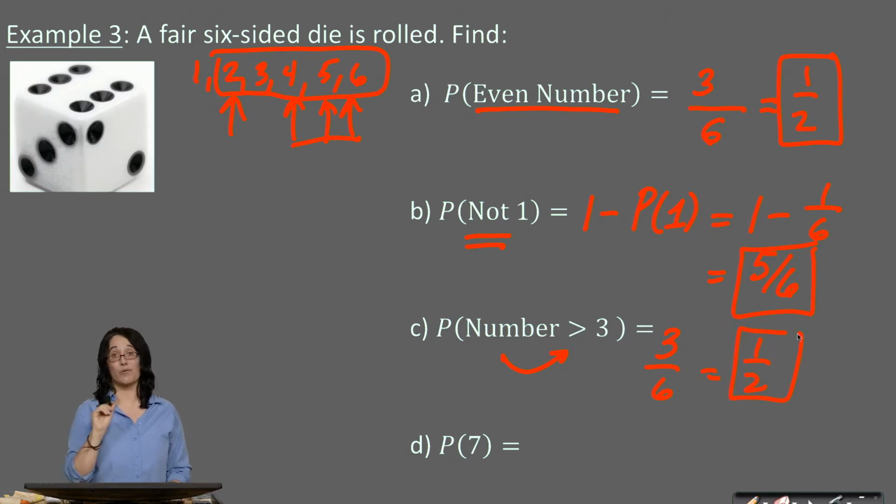Notice if I had said greater than or equal to 3, then we would have had a 4th option, so 4 out of 6, or 2/3. Very different answer. That's why you need to know the difference between greater than and greater than or equal to. This one includes that number, and the other one excludes it. It's just a boundary point, so it means beyond it, okay? Finally, what is the probability of rolling a 7? Now, we're not saying with 2 dice, we're saying with 1 die. Is that even possible? No. So that should be a 0.